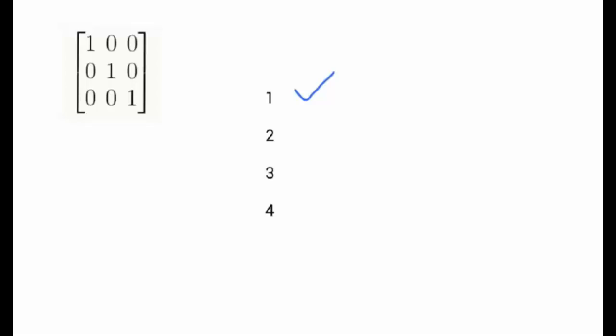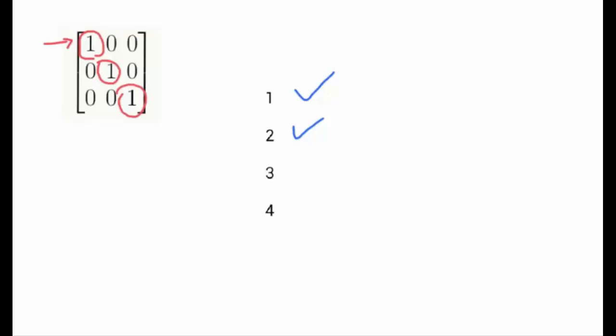Property 2 says, if we have a row that's not full of zeros, the first number has to be the number 1. And we call this number a leading one. So if we look at row 1, the first number that we hit that's not 0 is number 1. And similarly for row 2 and for row 3. So property 2 is satisfied. The first number that we hit reading from left to right is the number 1 in any given row.